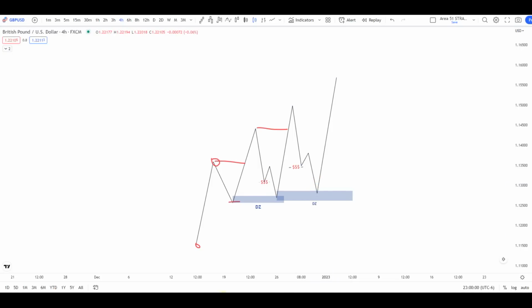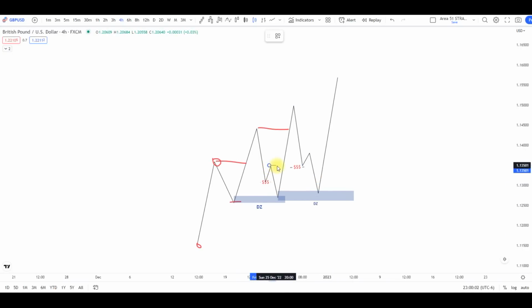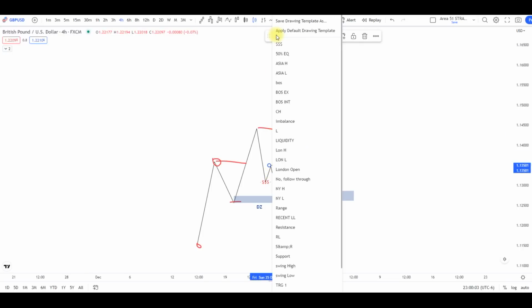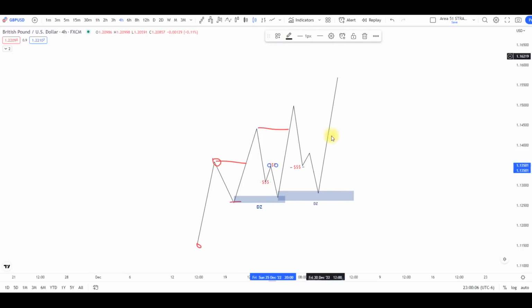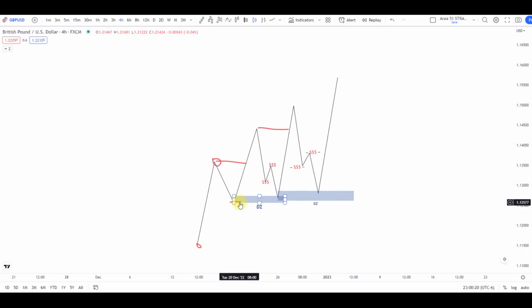There's also liquidity sitting on the high of this mini swing high here. So there's also another liquidity sitting there, and another liquidity sitting here. There's always liquidity sitting around every swing point. Liquidity here, liquidity there. There's also liquidity sitting here, another liquidity sitting here, liquidity sitting here.